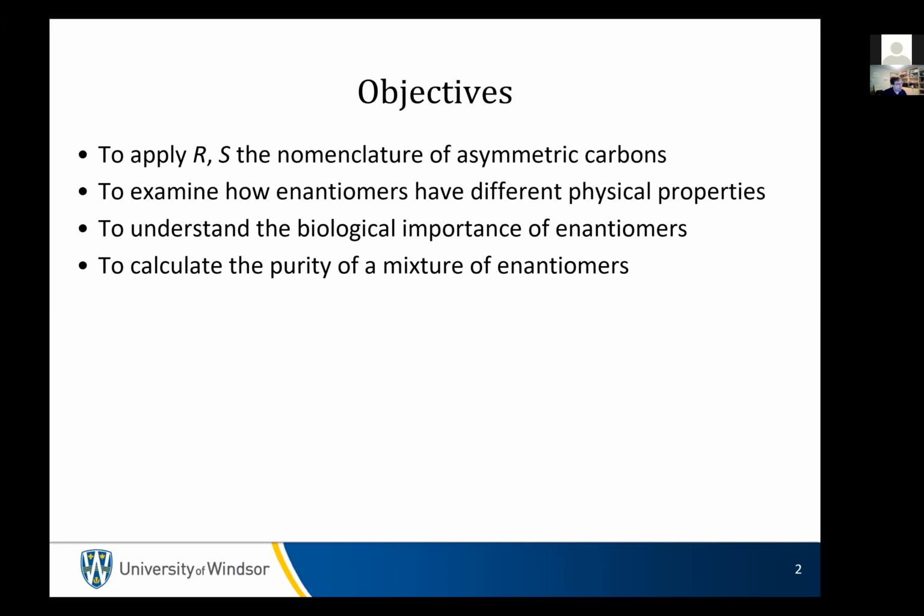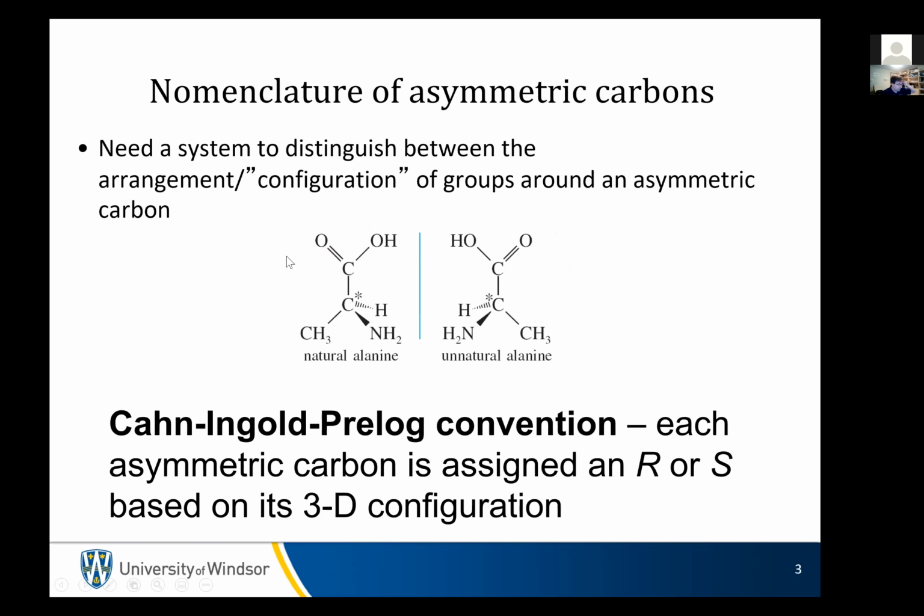Then we're going to examine how enantiomers have different physical properties, though not in much detail. We're going to talk about the biological importance of enantiomers, and show how you can calculate the purity of a mixture of enantiomers. I am not going to ask you to do that math. You need to know how it's done theoretically. It's on MCATs, which love questions like this, but it's not really important.